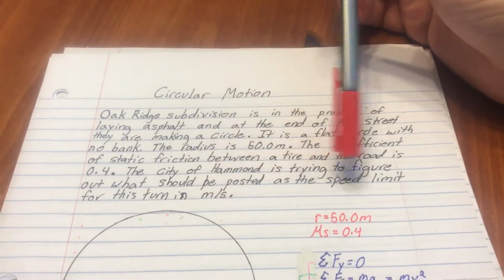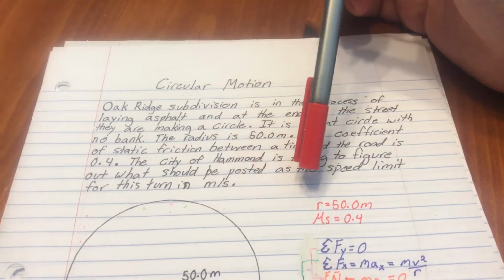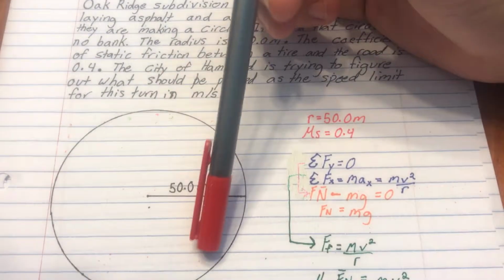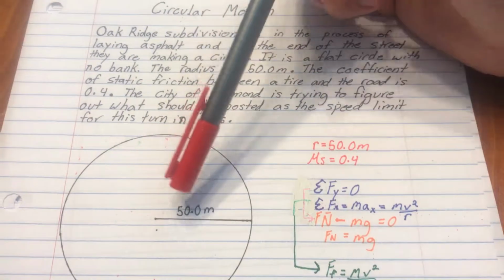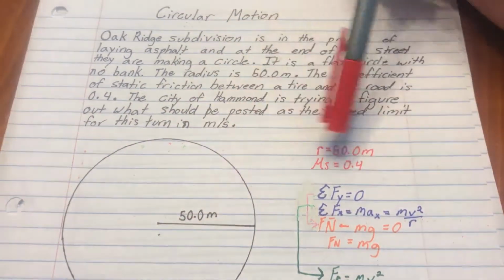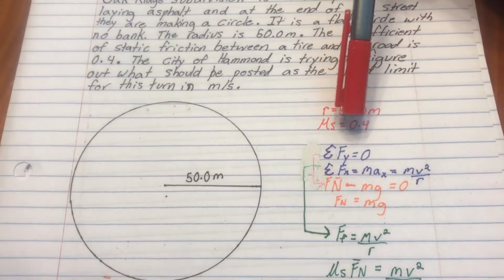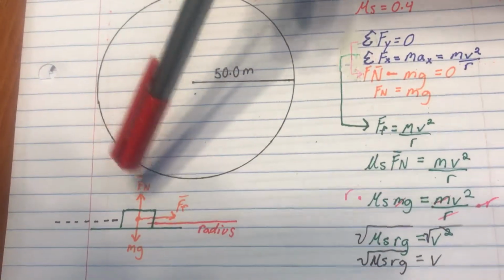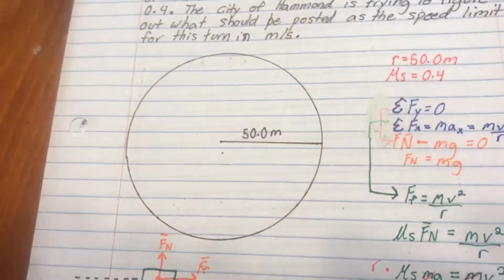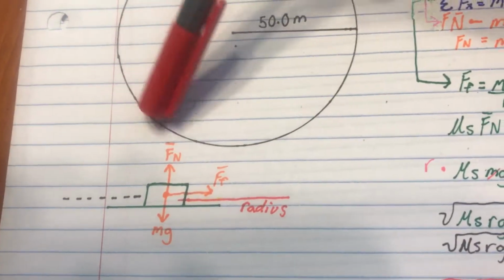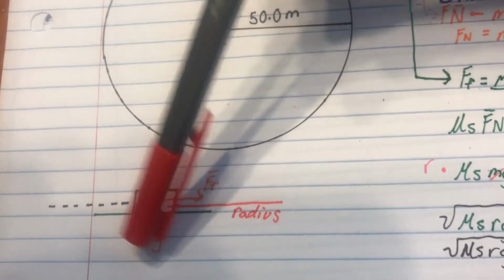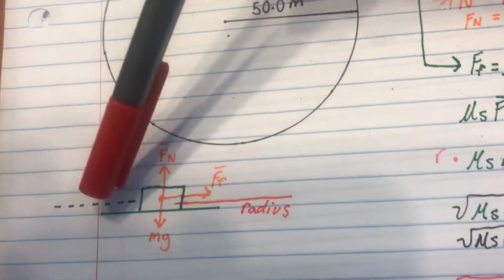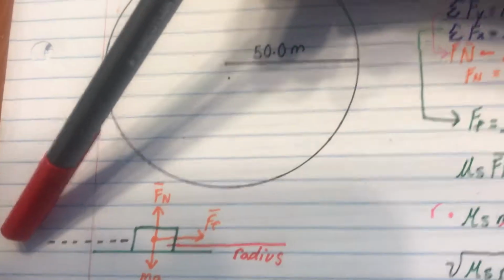The city of Hammond is trying to figure out what should be posted as the speed limit for this turn in meters per second. So this is my circle, and this is my radius, 50 meters. I also know the coefficient of static friction is 0.4. It's my force body diagram, and I have a normal force, force of gravity, which is mass times gravity, my frictional force, and this is my radius because the car is heading this way.